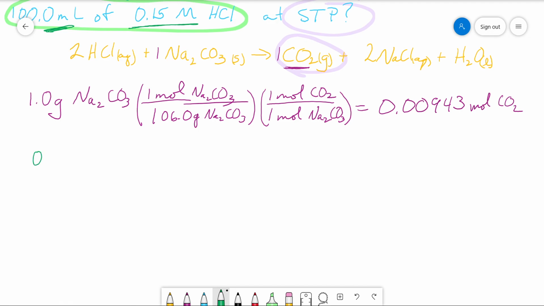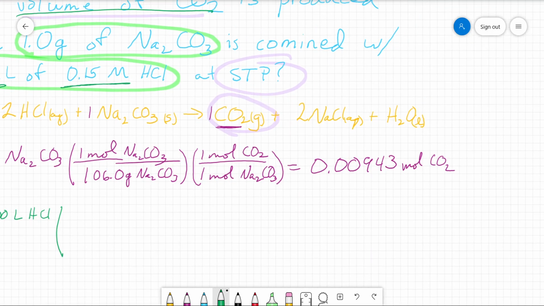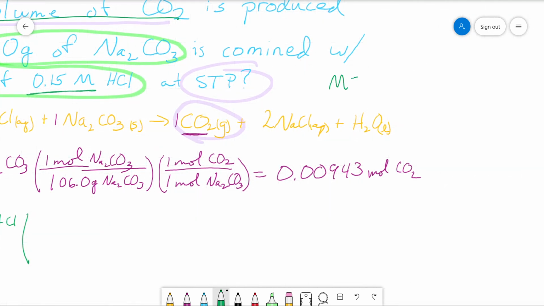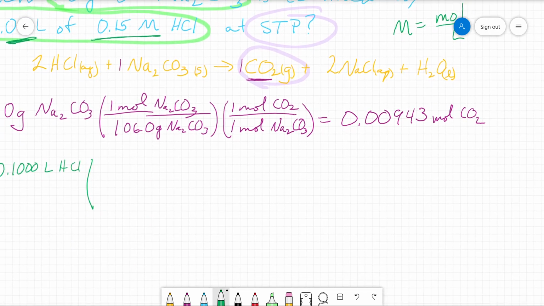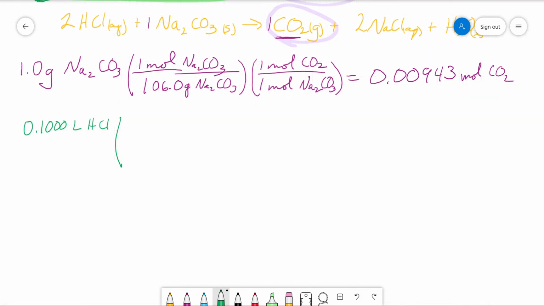So we have 0.1000 liters of HCl. That's just 100 milliliters converted to liters. And remember that molarity, where should I write this? I'm just going to go over here. Molarity is equal to moles over liters. So we can write molarity as a conversion of 0.15 moles HCl per 1.0, or what, just one, I guess is fine, liter of HCl.